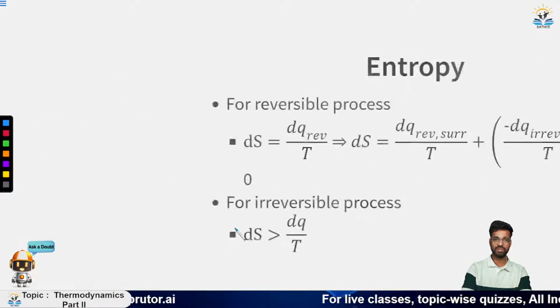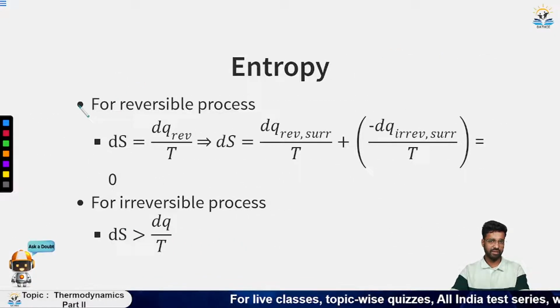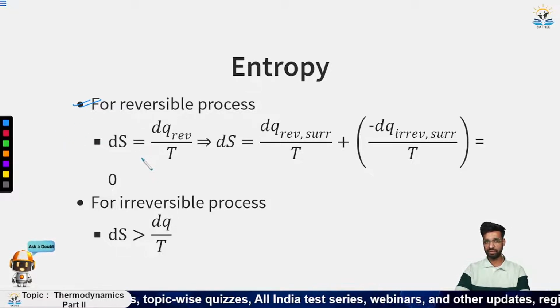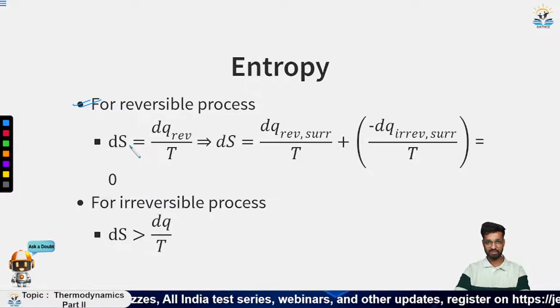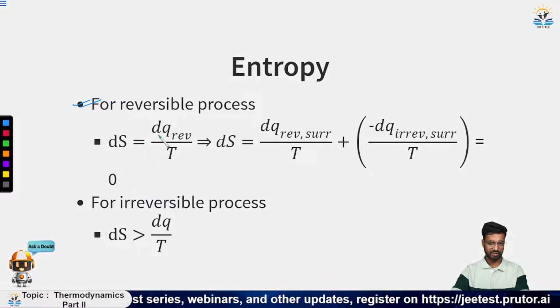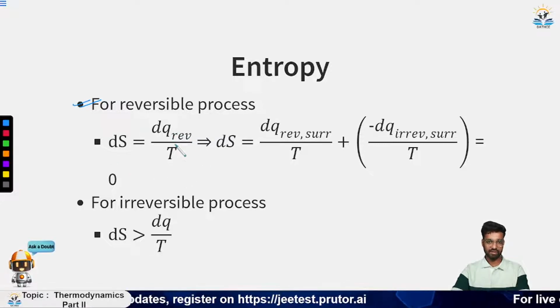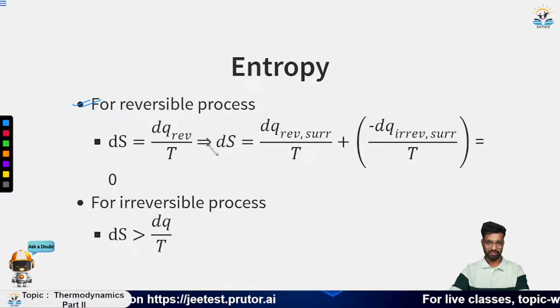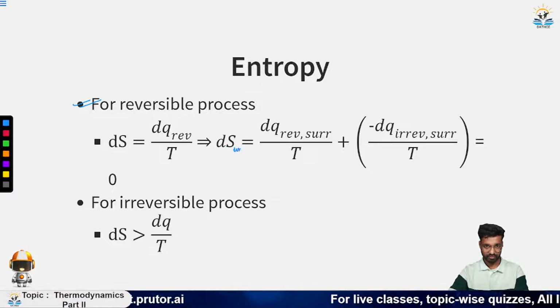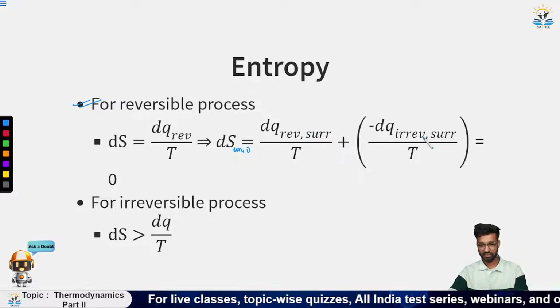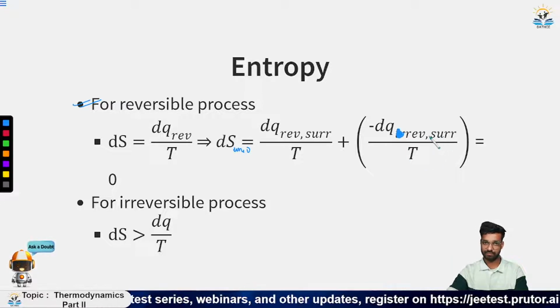So let us move to the next thing. Now we have the reversible process. If you want to know the value for a reversible process, dS is equal to dq reversible by T. And suppose we are calculating it for the universe, so it will be dq reversible of the surrounding plus the system.